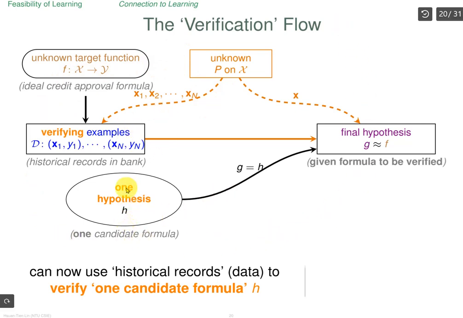Now assume that one hypothesis. Can you use historical records from the bank in the credit card approval application to verify one candidate formula? Would that make good decisions? If we use data from the bank for credit card approval application, then we're not learning any hypothesis. We're just using one fixed formula to verify whether it approximates our target function. So here we don't see any pattern of learning.